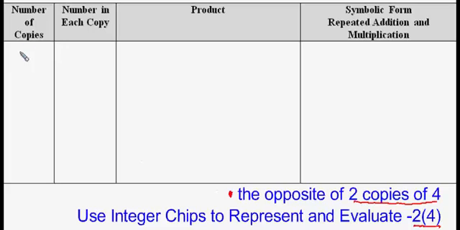So the number of copies I want is 2, and the number in each copy is 4. This would be done by representing the number 4, the things that we are to copy, by using 4 positive chips since the number 4 is positive. Since I'm to make two copies, I will make another row. So what I've done is represent two copies of 4. Now what we must do is represent the opposite of two copies of 4. So let me draw a line.